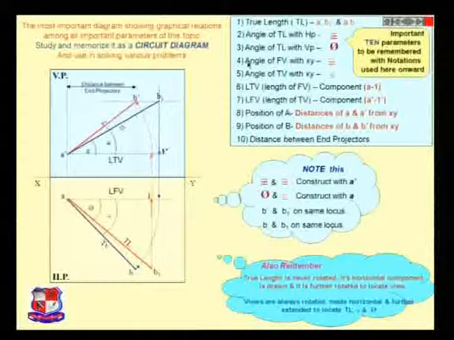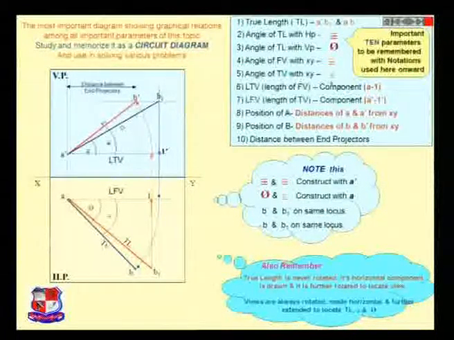The angle of the front view with the XY line, not with the true length, is denoted by this. It is called alpha 1. This is called the alpha 1 angle. The angle of A dash B dash with the XY line is called alpha 1.